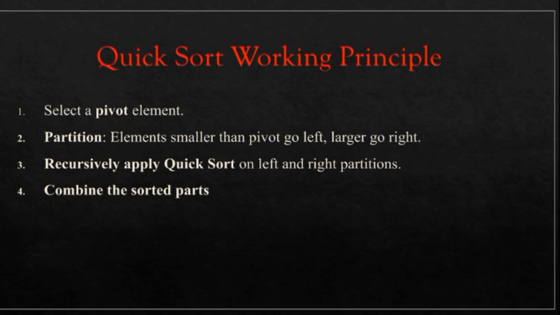The first step is to choose a pivot element from the array. The pivot element can be the first element, or the middle element, or the last element. Anything can be chosen as the pivot element.